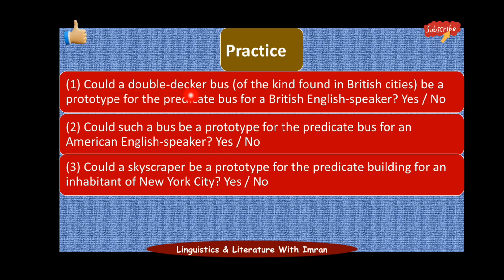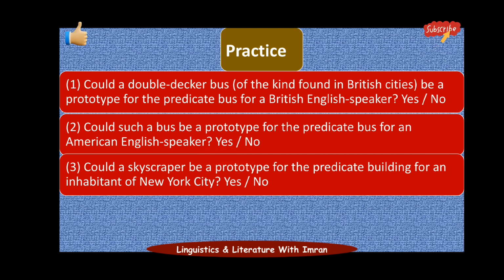Could a double-decker bus of the kind found in British cities, because we find double-deckers in British cities, be a prototype for the predicate bus for a British English speaker? Of course it is. But this double-decker bus would not be the prototype of bus for an American person who is speaking English. Now, second, could such a bus be a prototype for the predicate bus for an American English speaker? Not at all. Because in America, the prototype of a bus would be different.